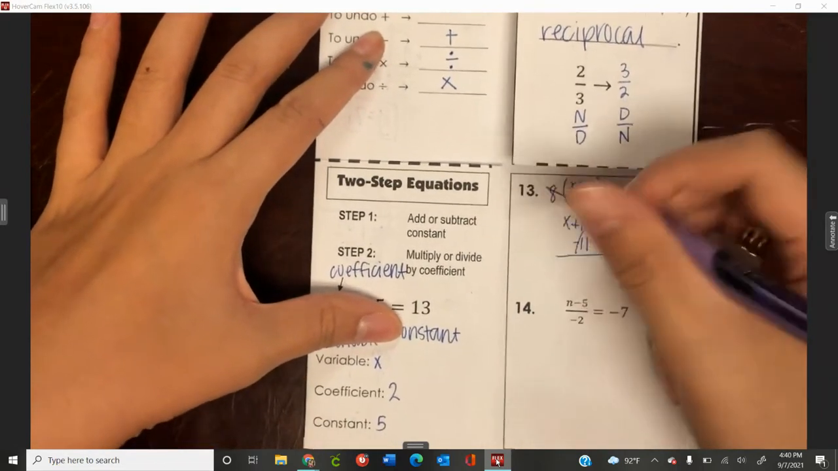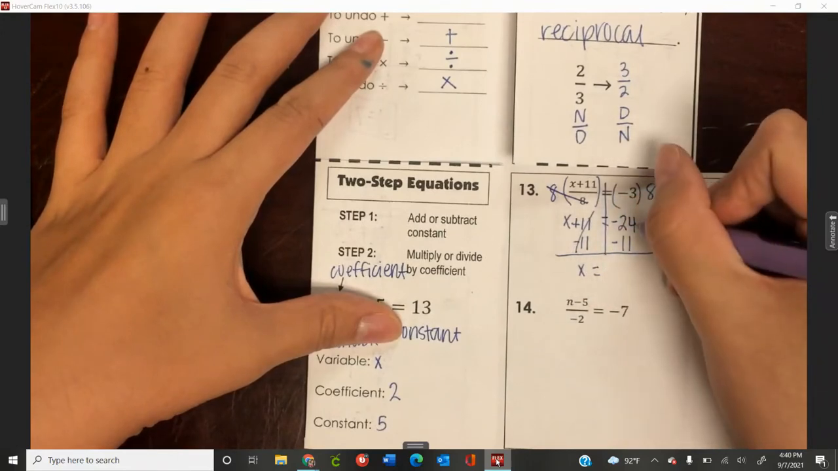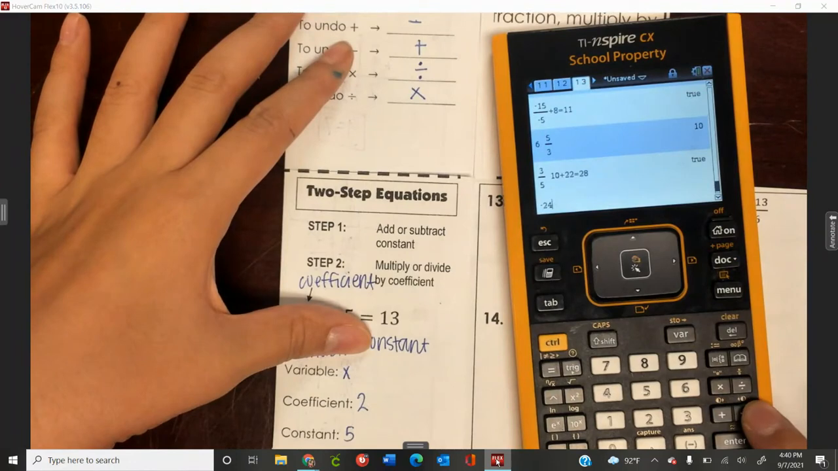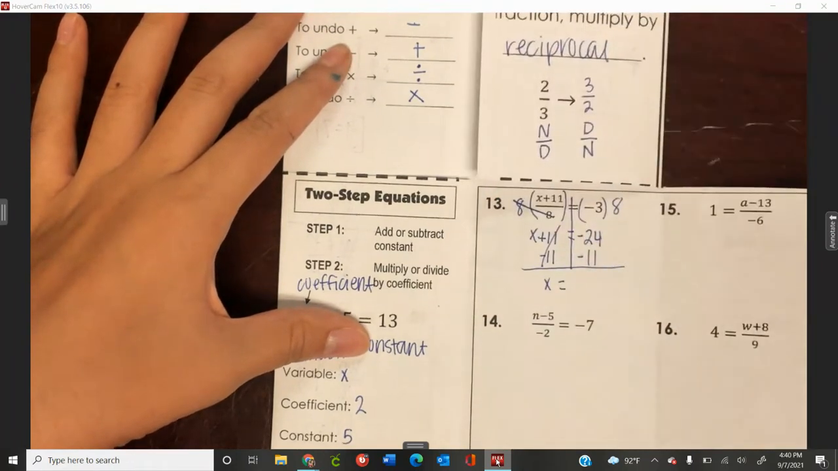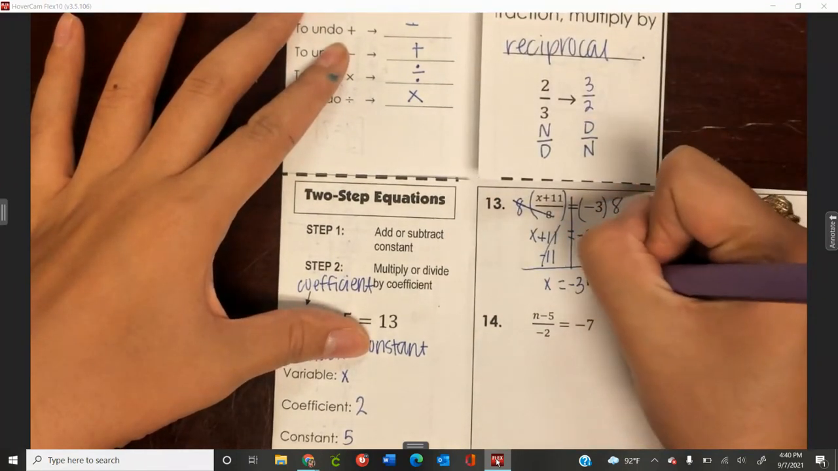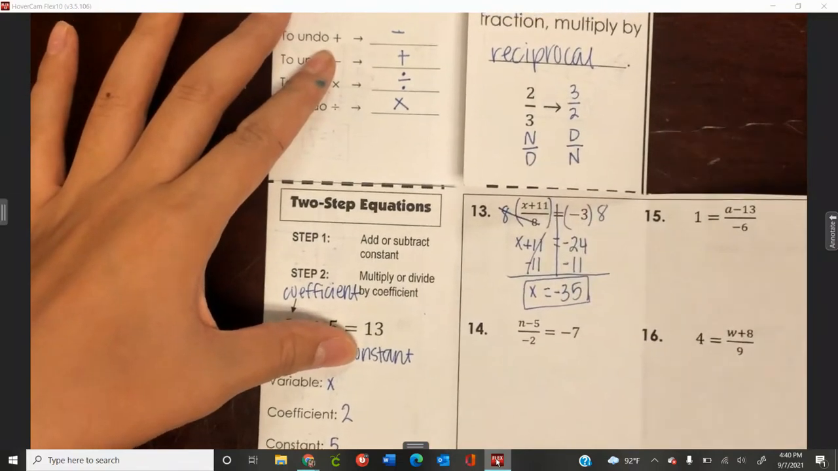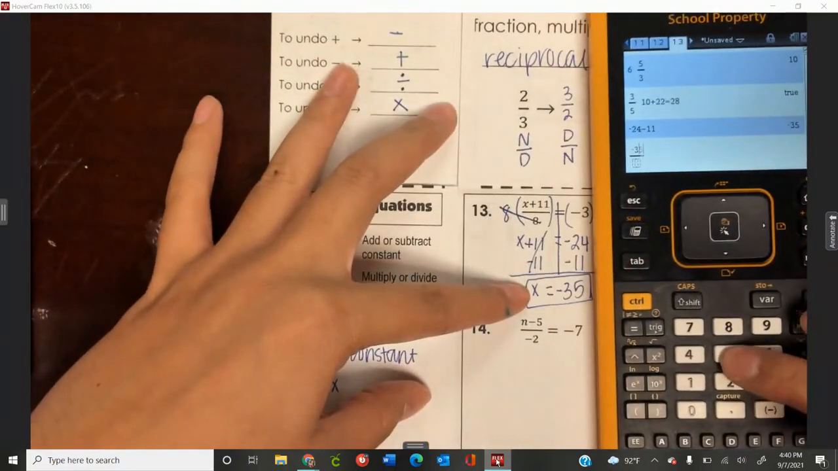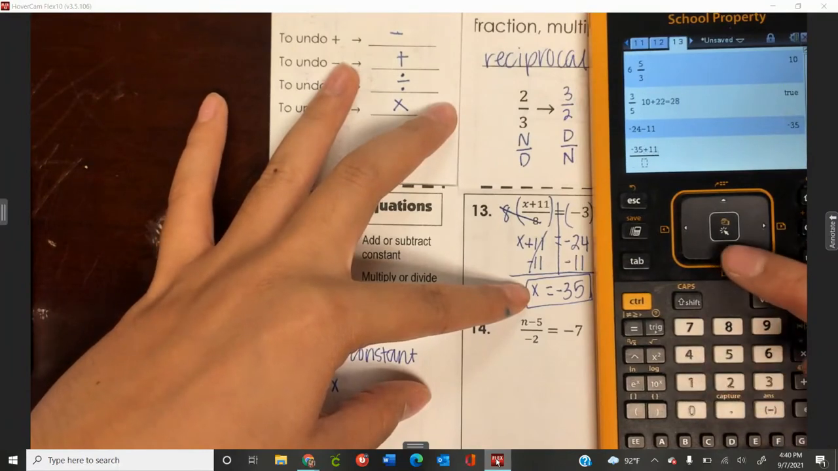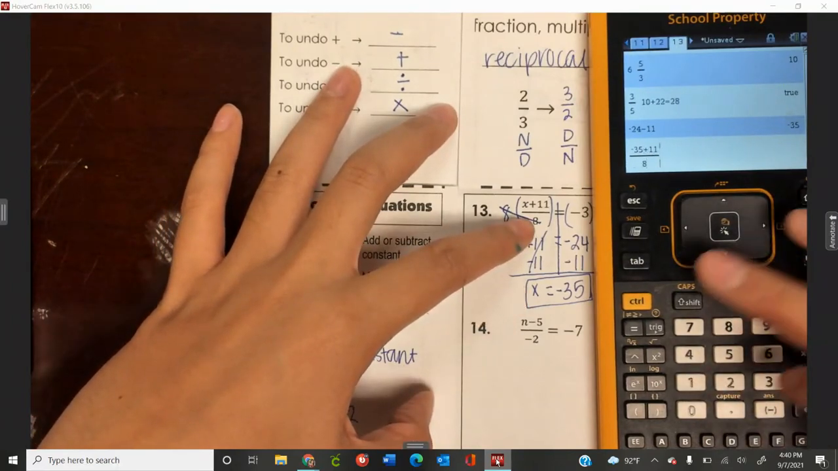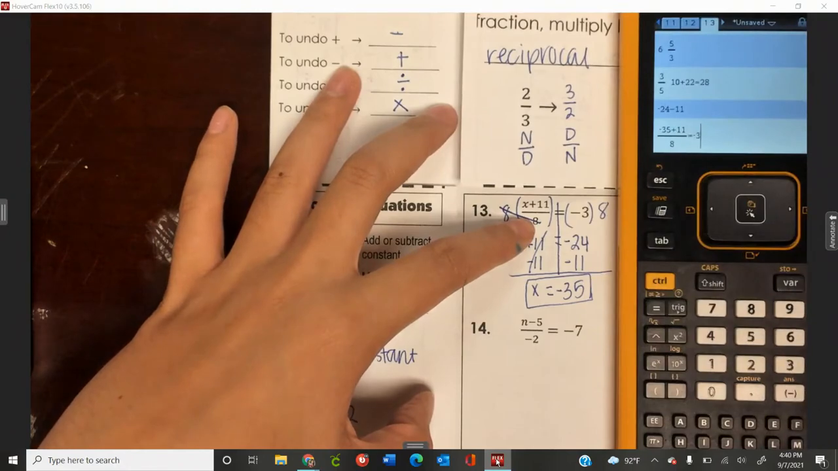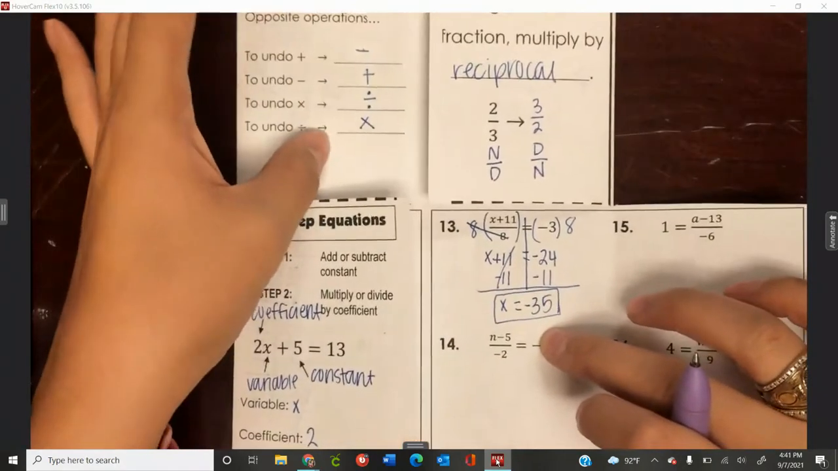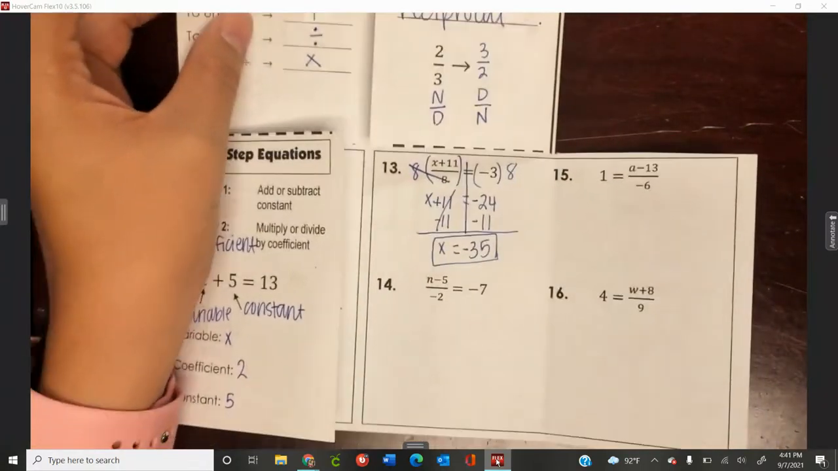So here this cancels out. I'm left with x equals negative 24 minus 11 is negative 35. So x equals negative 35. So again, if we wanted to check our answer, control divide. Negative 35 plus 11 over 8 is my fraction, and this should equal negative 3. Pressing enter, this does return true, so x equals negative 35 is my answer.